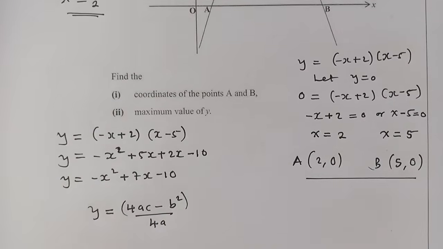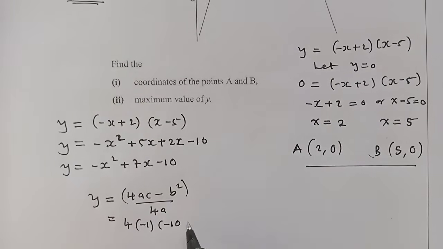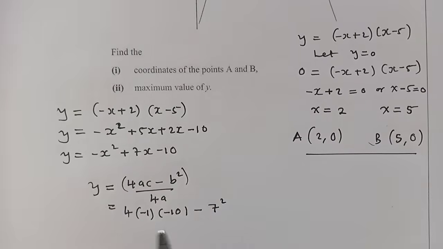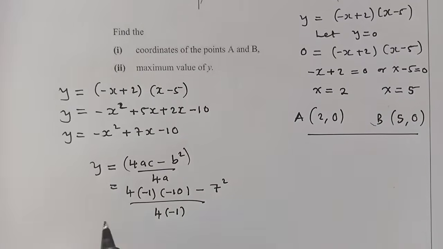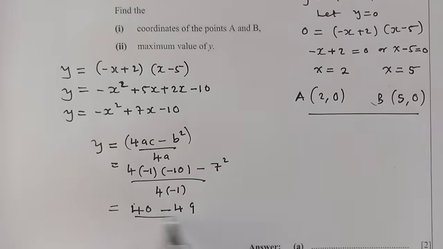So now what is our a? Our a is negative 1. Our c is negative 10, minus our b is 7. So we write 7 squared over 4. Here it's negative 1. Our a is negative 1. So when we solve here, we have 40 minus 49 over 4.